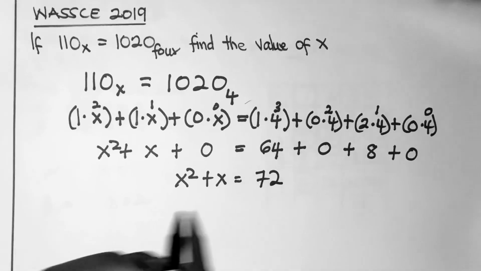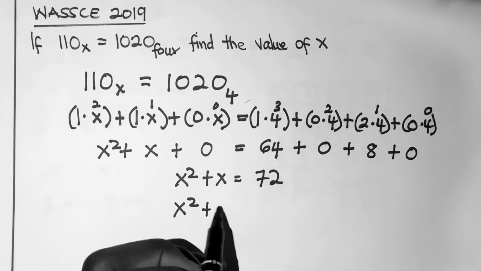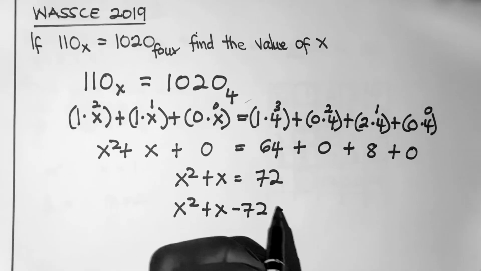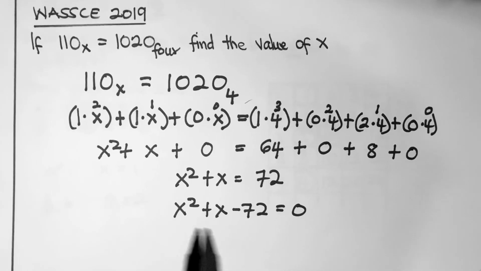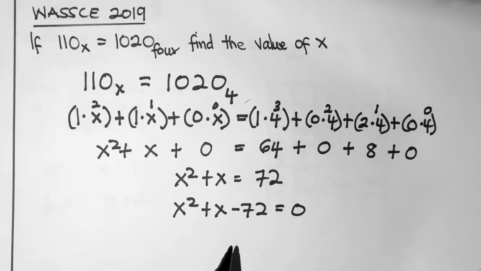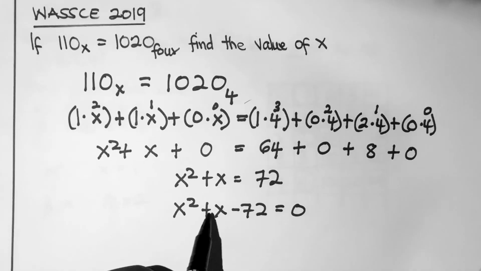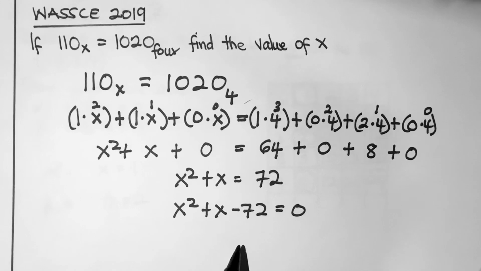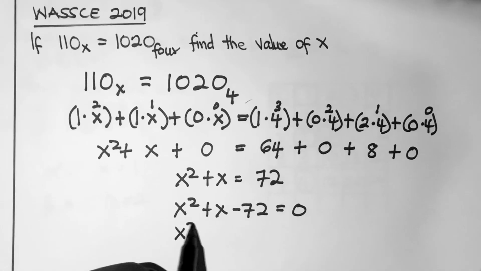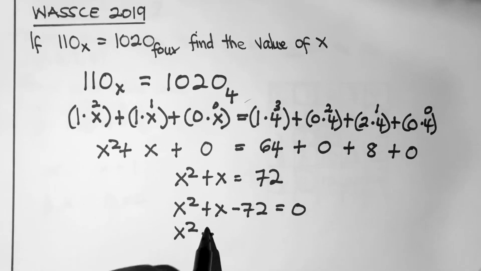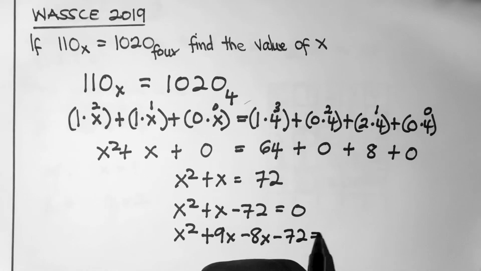So here is 72. So if we bring 72 to the left hand side, it becomes x squared plus x minus 72 equals 0. So now we need two numbers that when you multiply, you get minus 72, but when you add, you get plus 1. So you see that 9 times minus 8 is minus 72. However, 9 minus 8 is 1. So here becomes x squared, then plus 9x minus 8x minus 72 is equal to 0.